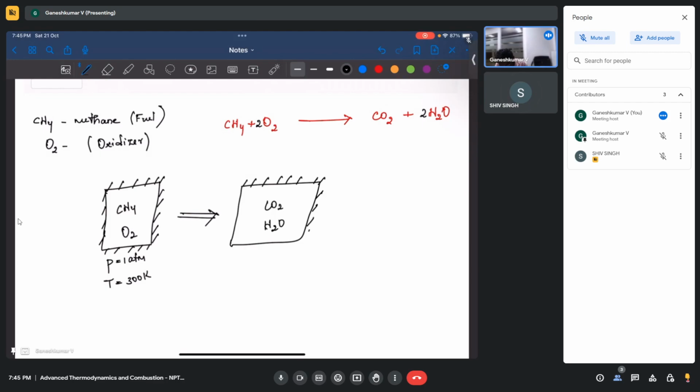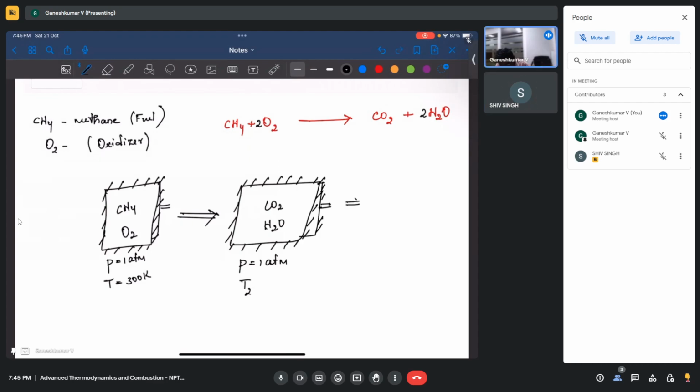Now what would be the temperature of this gas? Increased. Like let's say pressure is constant. Like let's say I have a piston here which can move. But still it's adiabatic. Now the temperature will increase to a certain amount. We don't know that. Let's say we call it T2.